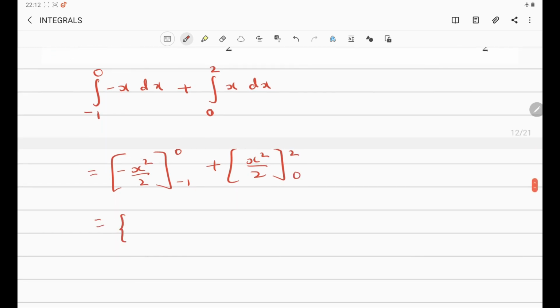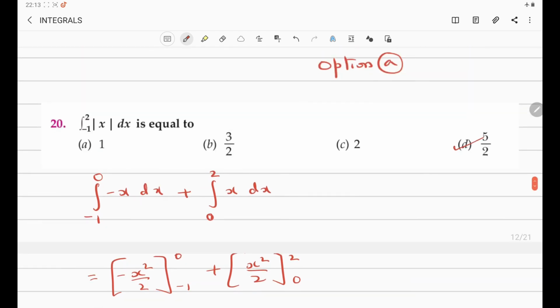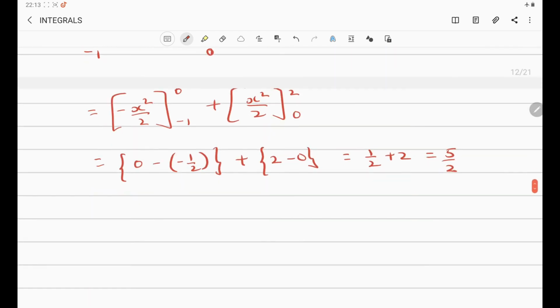So we evaluate this, minus 0 by 2 is 0, minus, on substituting minus 1 here we get minus of minus 1 whole square is 1 by 2, plus on substituting 2 we get 2 square is 4 by 2 is 2 minus 0. So we get this as half plus 2, that is equal to 5 by 2. So option D is the correct choice.